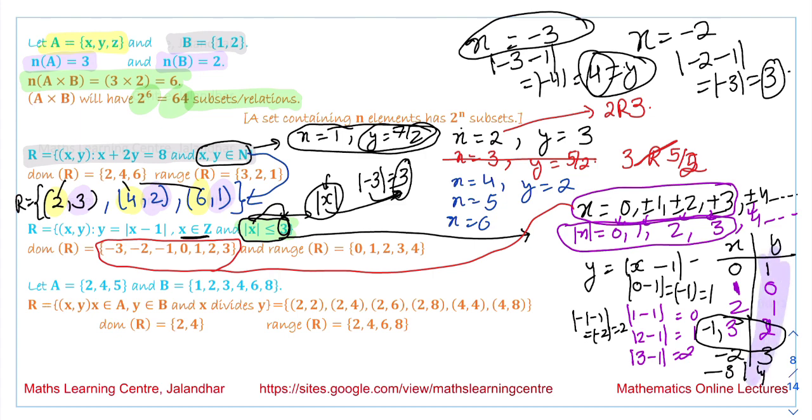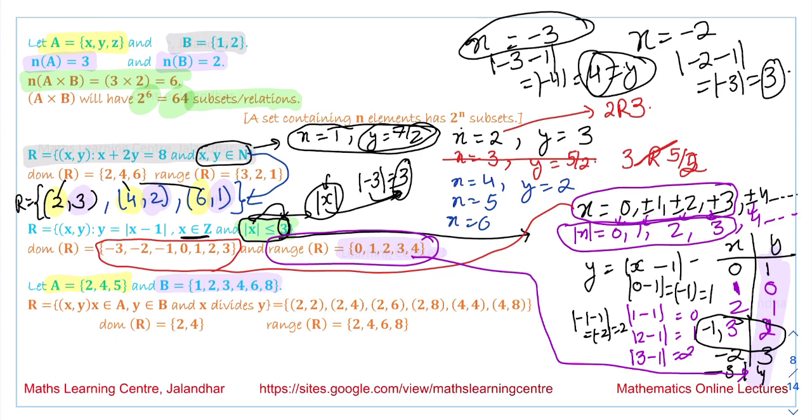So these are the possible values of y: 0, 1, 2, 3 and 4. These are the possible values of y, and this makes the range of R. Next we are given A is equal to 2, 4, 5. This is the set A given to us. And B is the set that has elements 1, 2, 3, 4, 6 and 8.